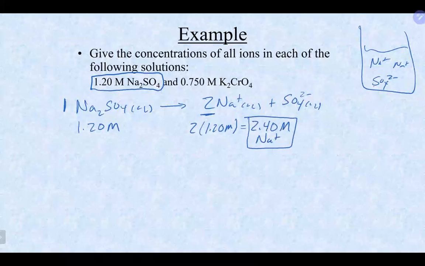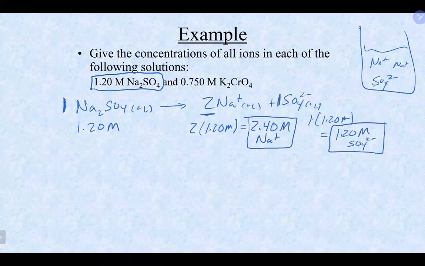We could do the same thing for the sulfate, basically just a mole to mole relationship. That's a 1-to-1 relationship here. That means we take 1 times the 1.2 molar, and we would get 1.2 molar of the sulfate ions that are floating around there. Remember that the ion concentrations are not additive, but they are proportional to what you get.